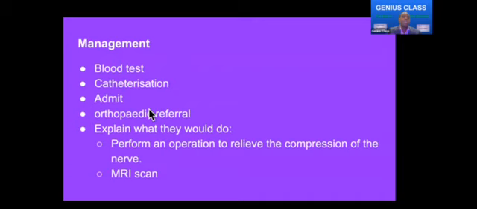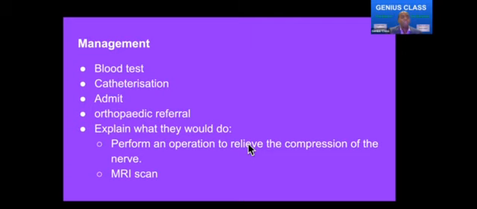Management. He has come to the emergency department, not a GP, emergency department. We will do the routine stuff, the blood testing, of course. We need to catheterize the patient because on examination there is a palpable bladder. He has urinary retention. We need to refer this patient to orthopedics and explain what the specialist will do. They are likely to keep him in hospital, admit him. They may perform an operation to relieve the compression of the nerve.